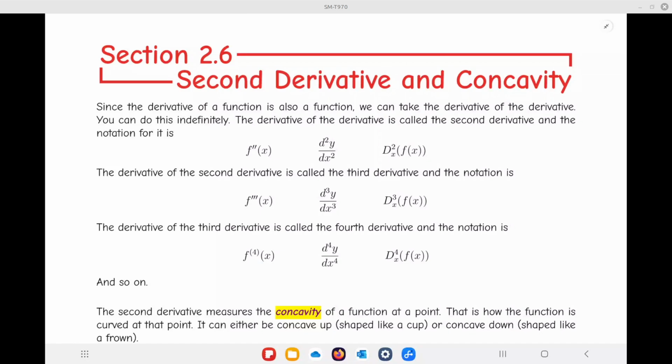And the derivative of the second derivative is called the third derivative, with the notation below. And the derivative of the third derivative is called the fourth derivative, with the notation below. Notice how the prime notation, because you'd be doing lots of primes, we make it look like an exponent, but the parentheses around the exponent are what indicate it's a derivative and not an exponent. And so on.